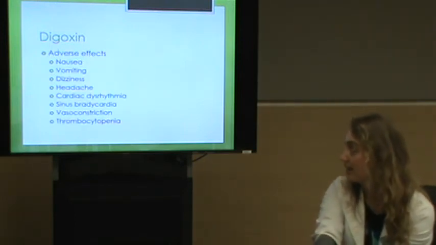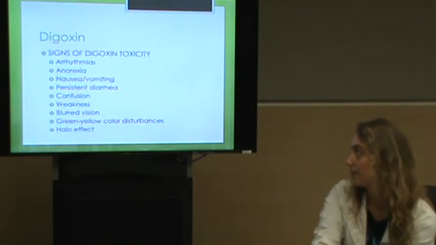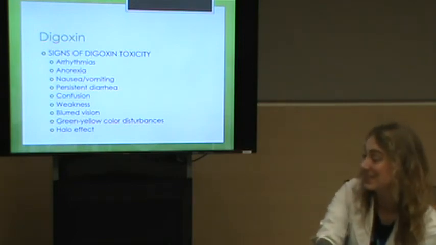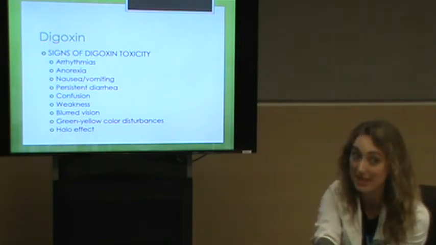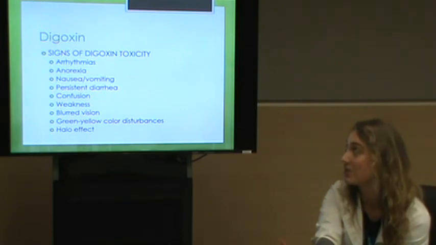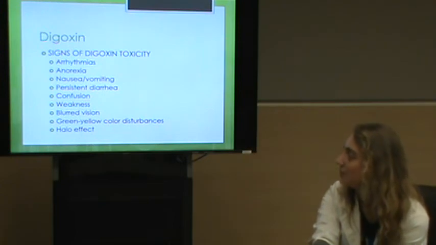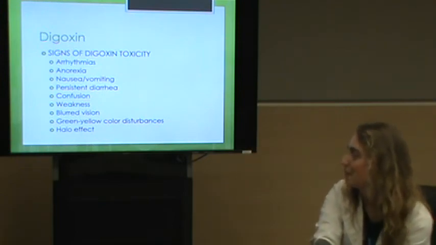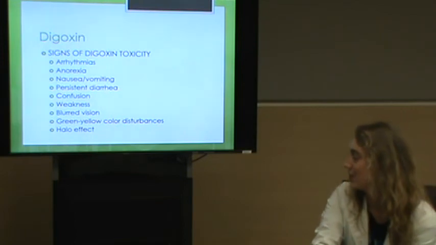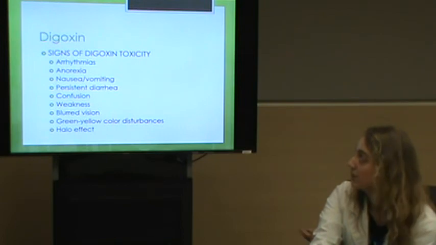In terms of adverse effects, it can cause nausea, vomiting, dizziness, headache, cardiac dysrhythmias, sinus bradycardia, vasoconstriction, and thrombocytopenia. It can also result in digoxin toxicity if the patient either doesn't know how to be taking their medication or hasn't been having their levels monitored and has been taking a much higher dose of digoxin than their body needed. So this would present with arrhythmias, anorexia, nausea, vomiting, persistent diarrhea, confusion, weakness, blurred vision, green-yellow color disturbances, and halo effect. And it could be one of these, 2 of these, or all.